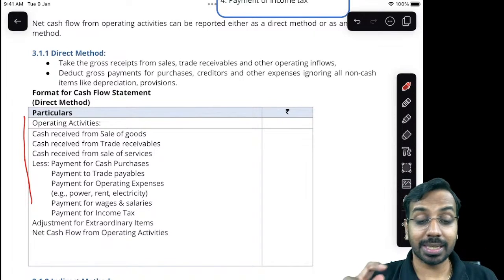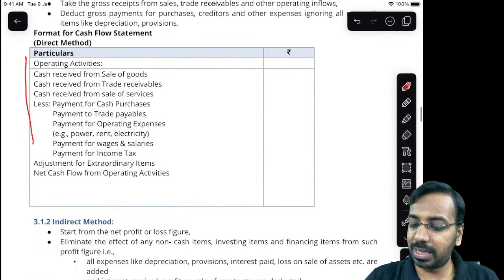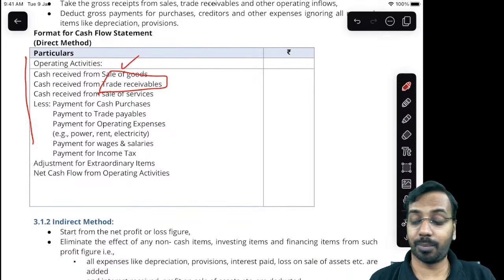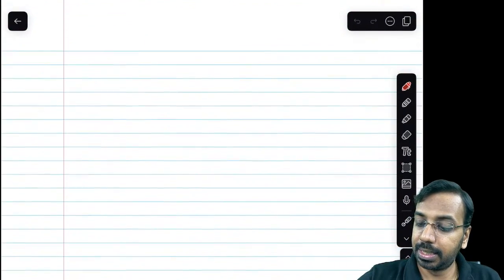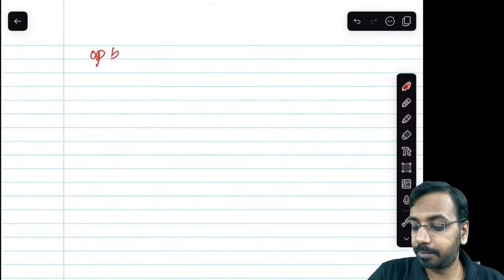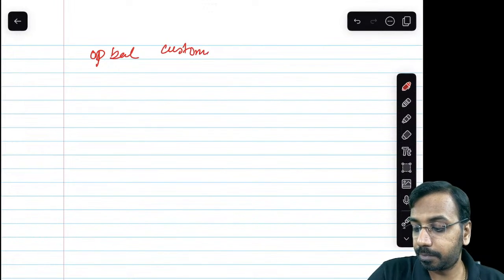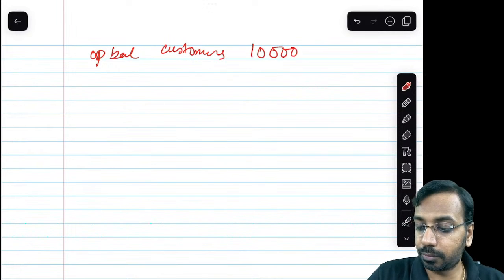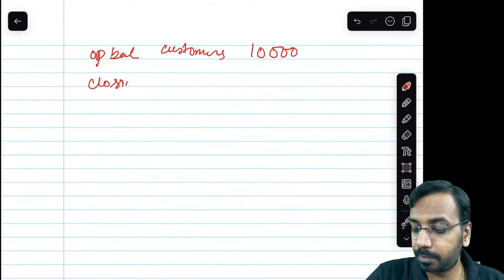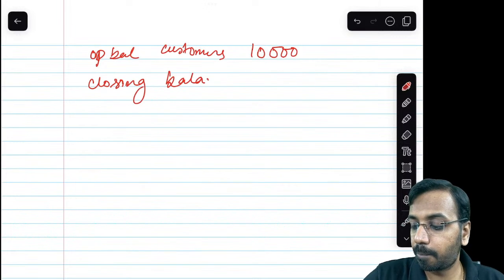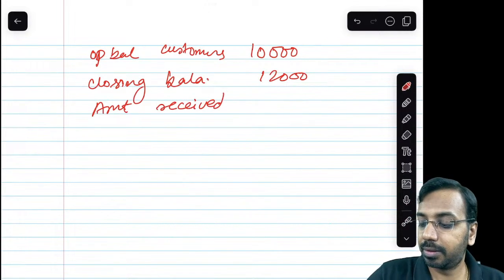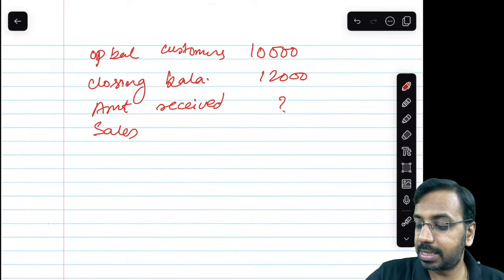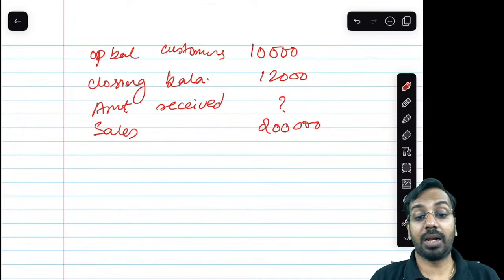Now sometimes what happens is there are missing information. Now how do we derive the missing information? For example, trade receivable information is missing or sale information is missing. How do we derive that number? So sometimes what happens is, what the questions do, they have this like, okay, opening balance of customers 10,000, closing balance 12,000, amount received we do not know, sales 2 lakhs. Such kind of information may be given.